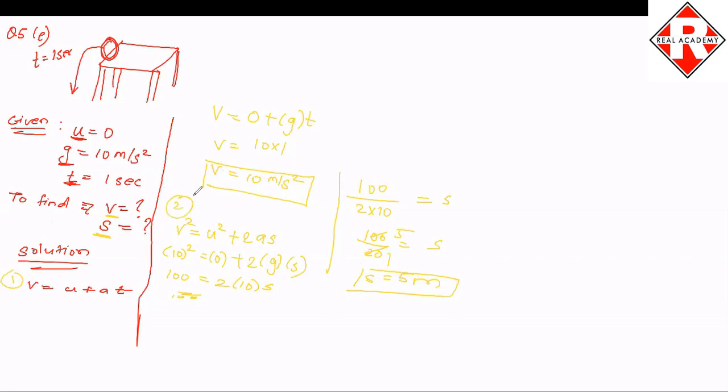That is it. Okay, so you have to understand the given data, what all you have to find, and then accordingly you have to choose the given formula from the list of the formulas. Okay, we'll see the next question now.